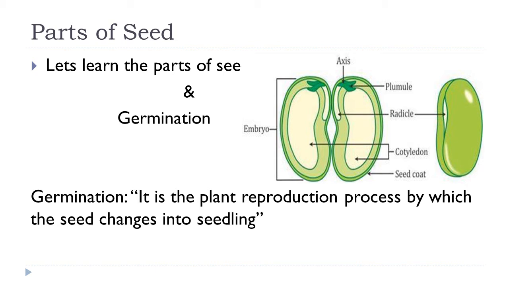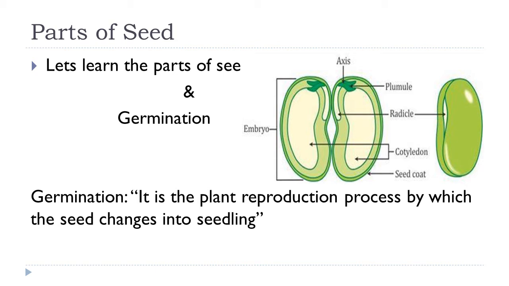First, what is the use of the seed coat? It is the outer covering that protects the baby plant inside the seed. And second one, seed leaves or cotyledons. These cotyledons store the food for the baby plant. And next one, baby plant or embryo. The seed contains the embryo which develops into a plant.